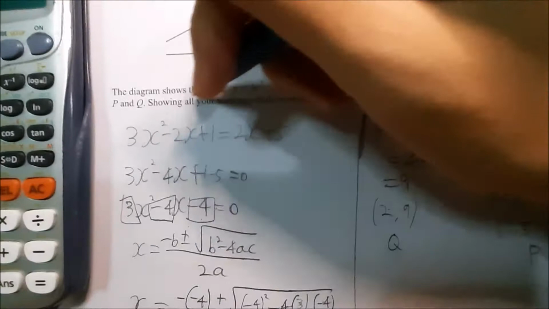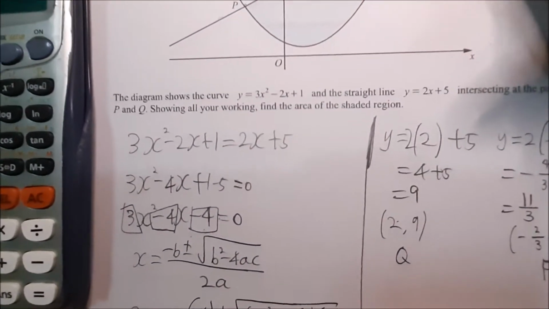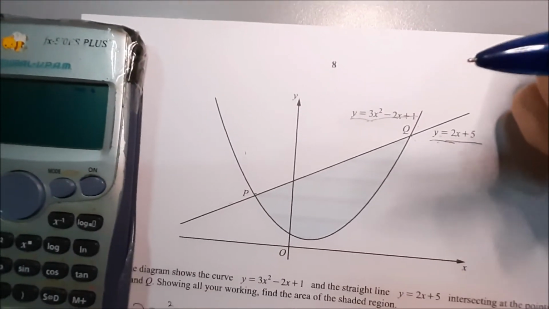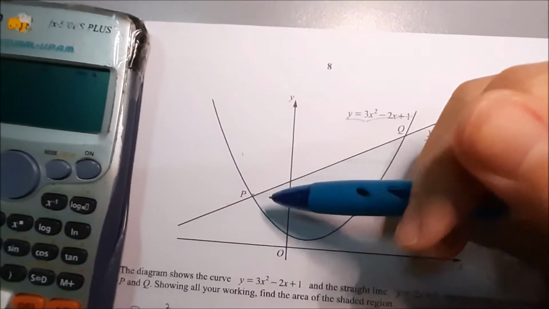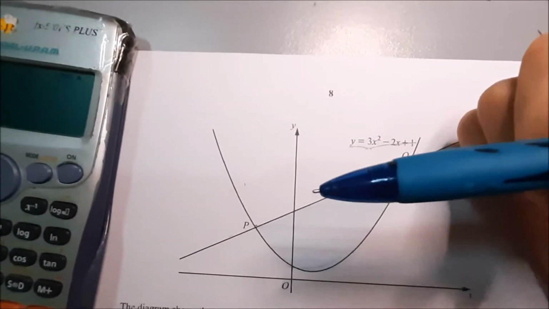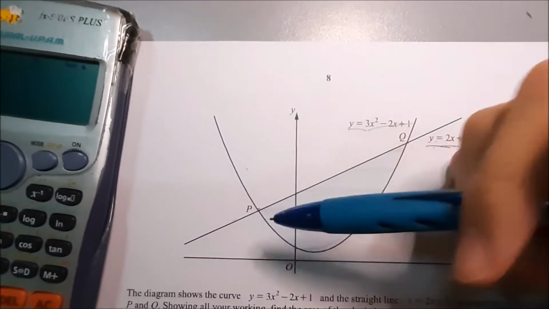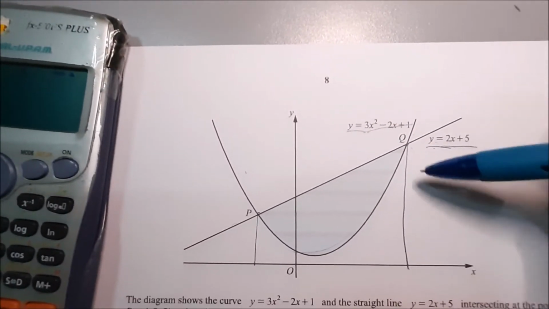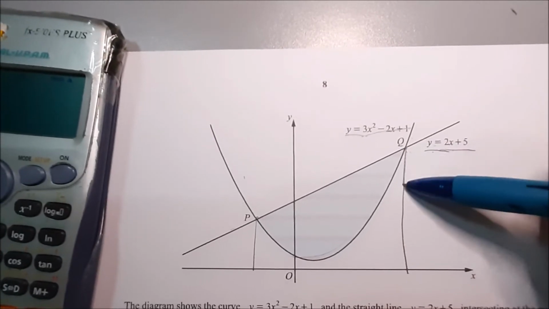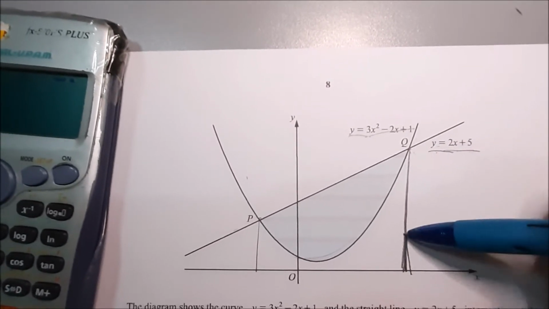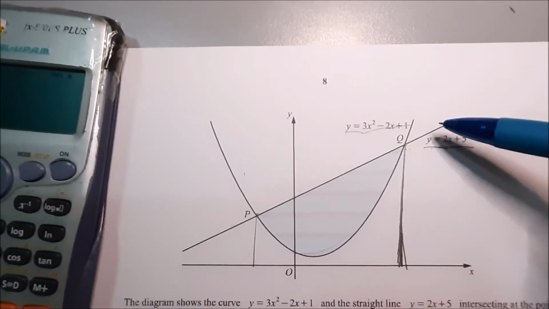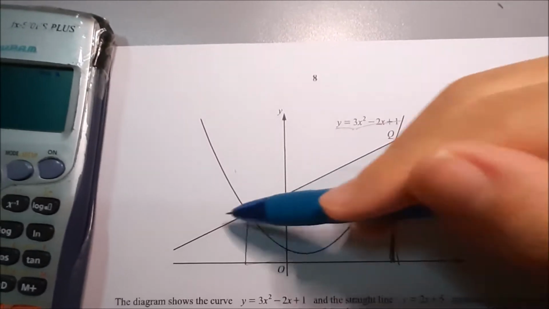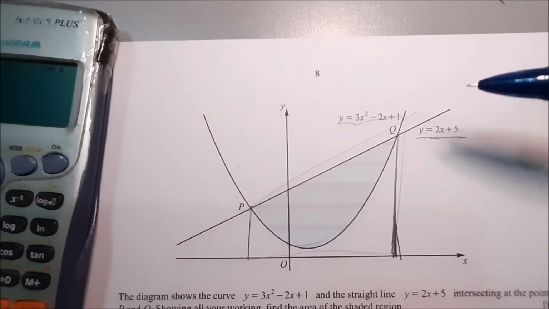And from here, showing all your working, find the area of the shaded region. As you can see from the graph, how can you get the area of the shaded region? Well, you can do it by drawing straight vertical lines from the two intersecting points. And then you can see that it becomes a trapezium, just like that.